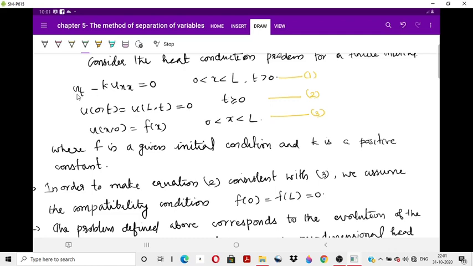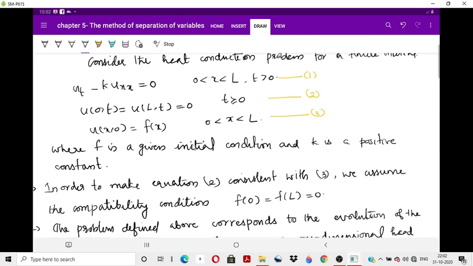Okay, the heat equation is given by u_t minus k u_xx equal to 0. Here the interval is finite, that means x varies from 0 to L, or x belongs to the open interval (0, L). Now the boundary conditions are: at x equal to 0, u(0,t) is 0, and at x equal to L, u(L,t) is equal to 0. And the initial condition is u(x,0) equal to f(x), where f is the given initial condition and k is a positive constant.